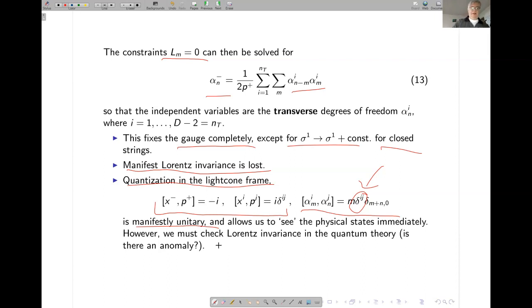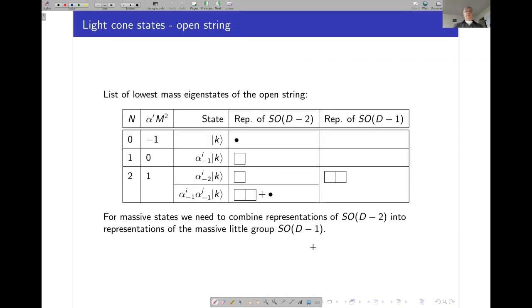Again, there's a price, because after quantization we have to check Lorentz invariance carefully. As we have seen, there might be ordering ambiguities with our operators, and something might not work in the same way as in the classical theory. So we can't trust Lorentz invariance; we have to check it in the quantum theory. But before doing this, let's talk a little about states in the light cone gauge, because what is nice about it is that all the states we write down in terms of transverse oscillators are physical states. So we have completely explicit natural representatives for the physical states.